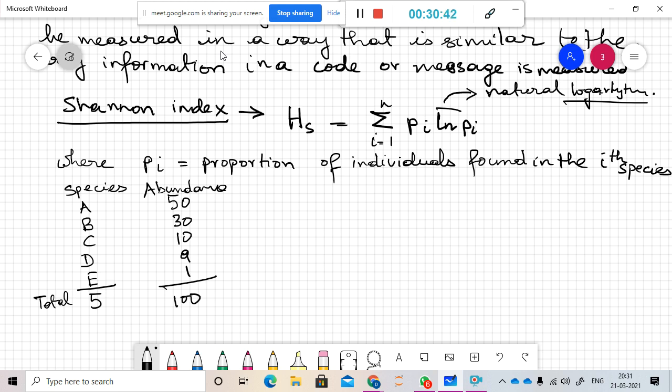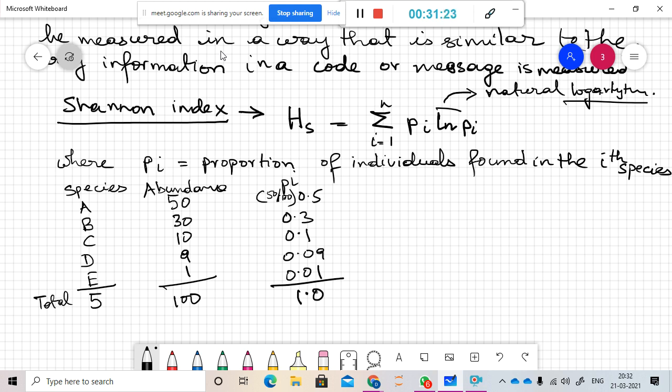Then what is Pi? It is the proportion of each individual. This is 50 by 100, total is 100, that is 0.5. Similarly, this is 30 by 100, 0.3. C is like that, 10 by 100, that is 0.1. Then 0.09, 0.01. And sigma Pi, if you add these together, it is 1.